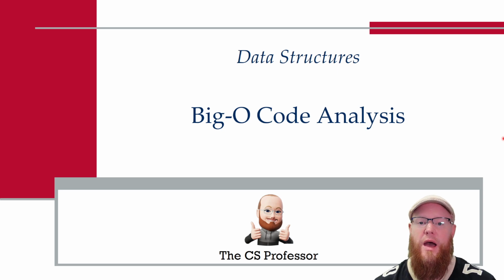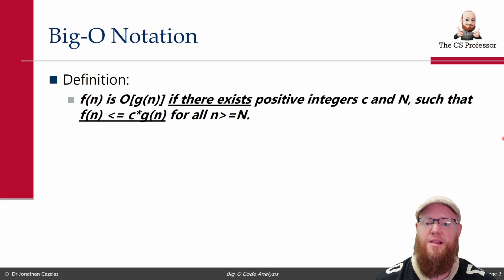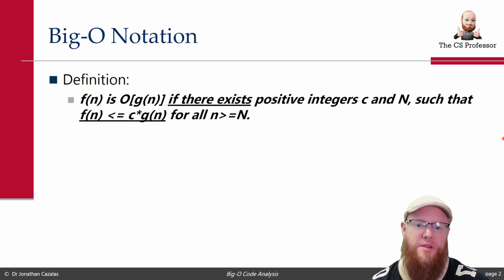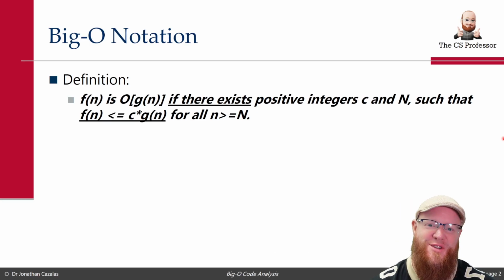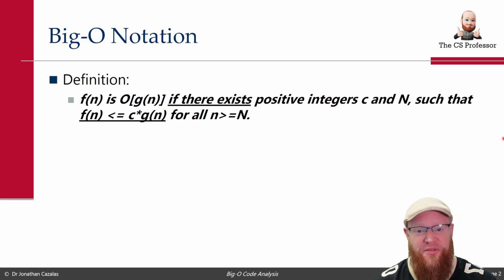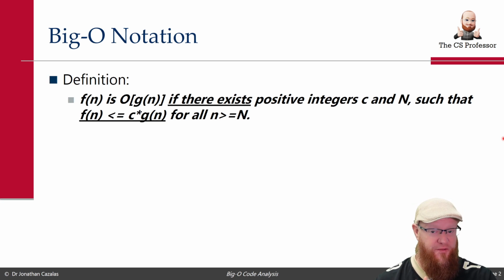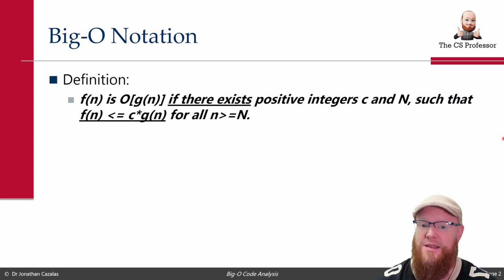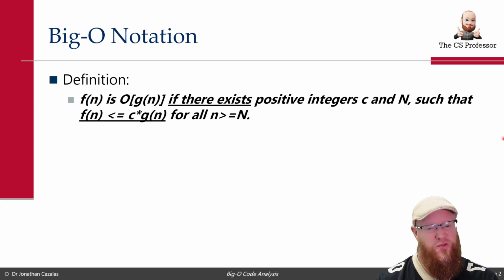We are continuing our discussion of big O analysis, picking up where we left off last time with the official definition of big O one more time. f of n is O of g of n if there exist positive integers c and n such that f of n is less than or equal to c times g of n for all n greater than or equal to some given value.